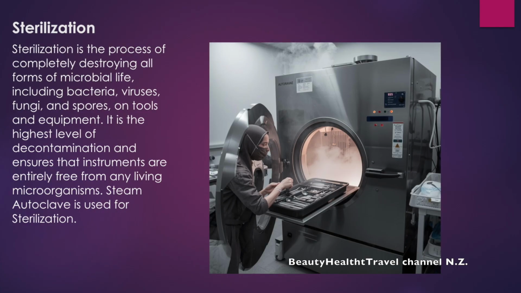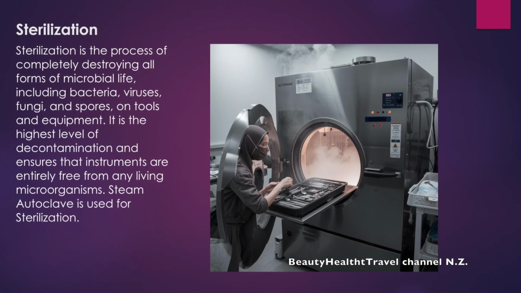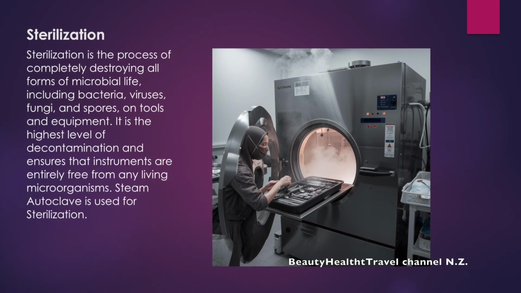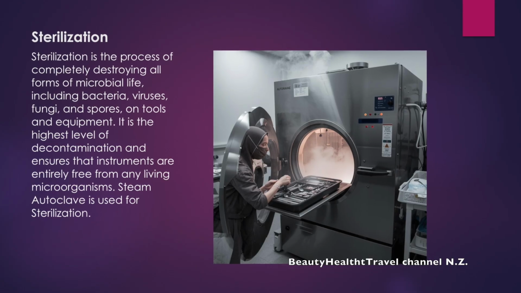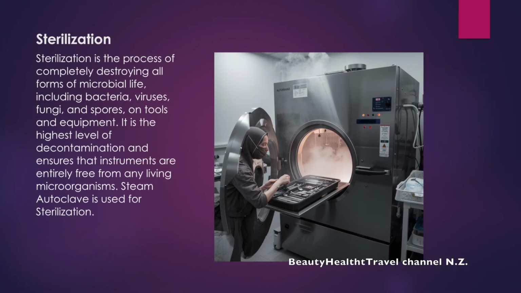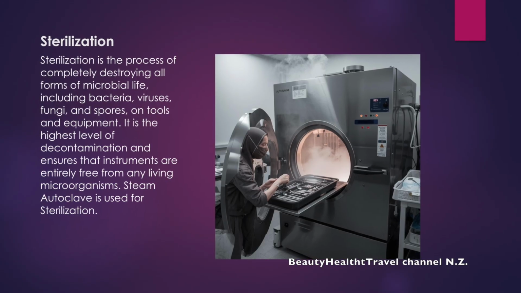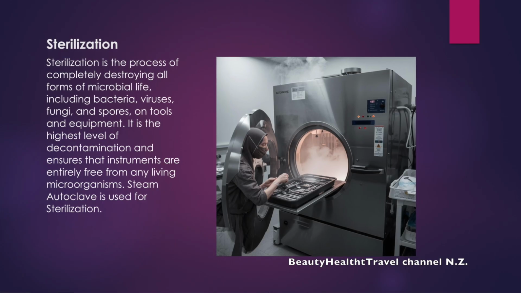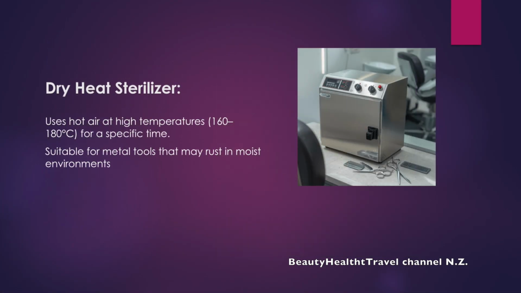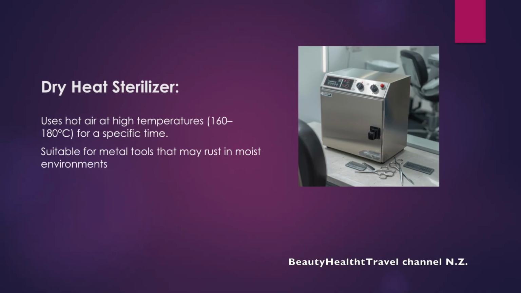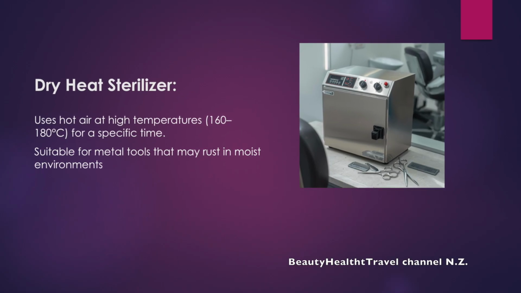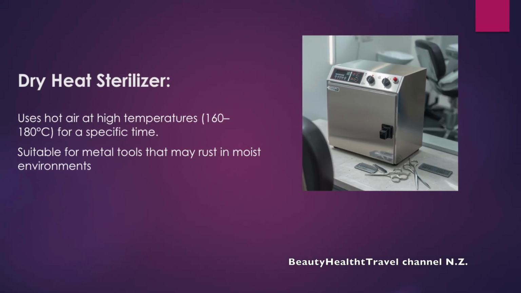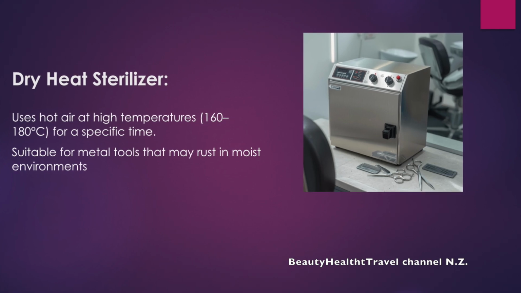Sterilization. Sterilization is the process of completely destroying all forms of microbial life, including bacteria, viruses, fungi, and spores, on tools and equipment. It is the highest level of decontamination and ensures that instruments are entirely free from any living microorganisms. A steam autoclave is used for sterilization. Dry heat sterilizer: uses hot air at high temperatures, 160 to 180 degrees Celsius, for a specific time. Suitable for metal tools that may rust in moist environments.